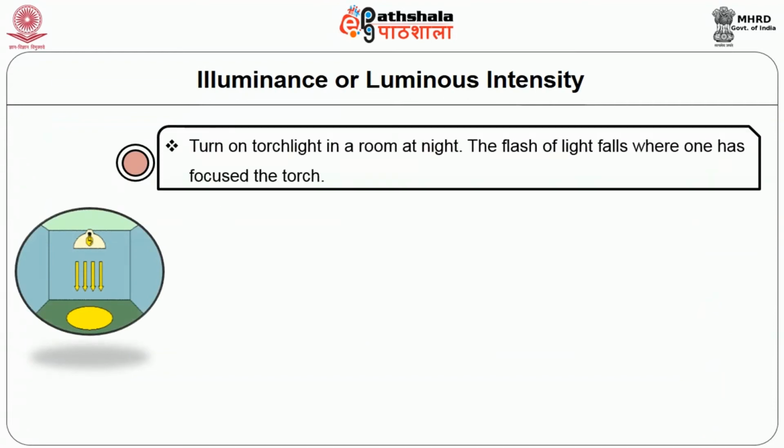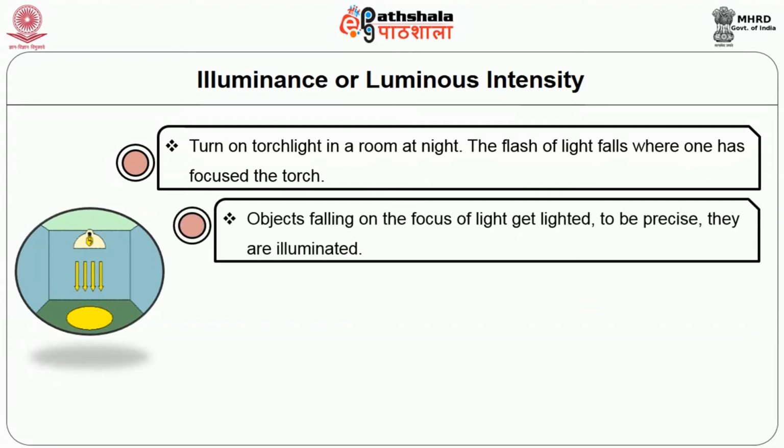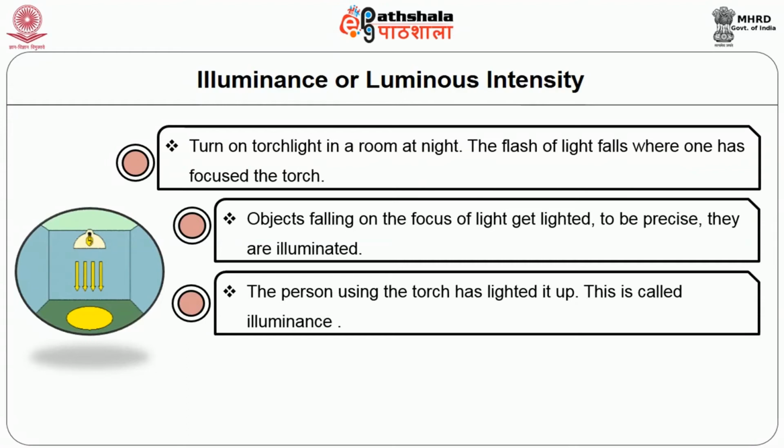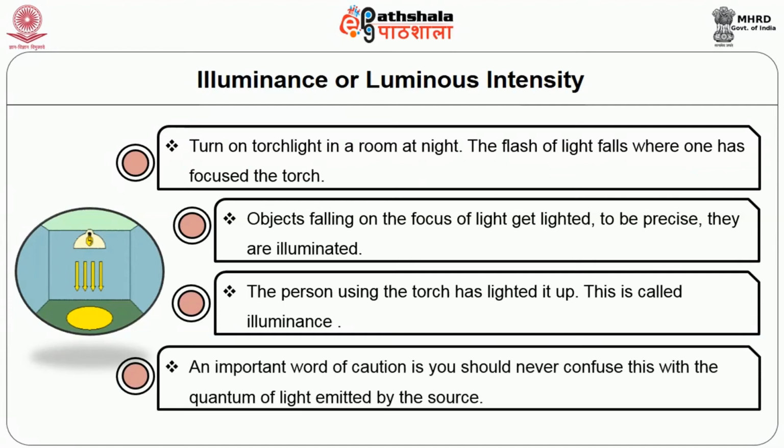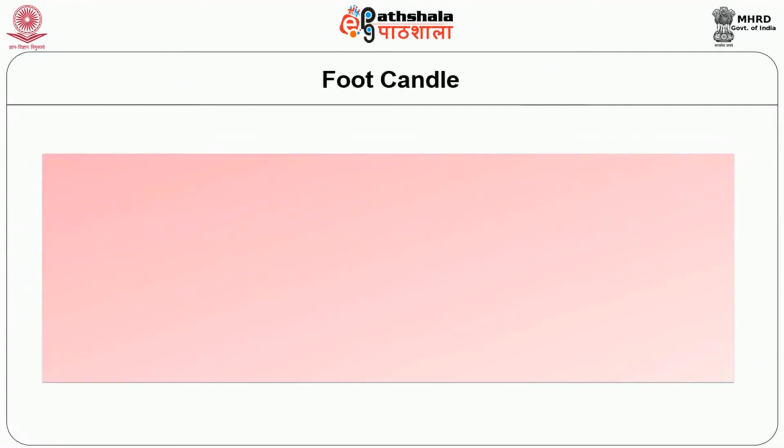Turn on a torchlight in a room at night. The flash of light falls where one has focused the torch. Objects falling in the focus of light get lighted. To be precise, they are illuminated. The person using the torch has lighted it up. This is called illuminance. An important word of caution is you should never confuse this with the quantum of light emitted by the source. Next aspect is the foot candle.